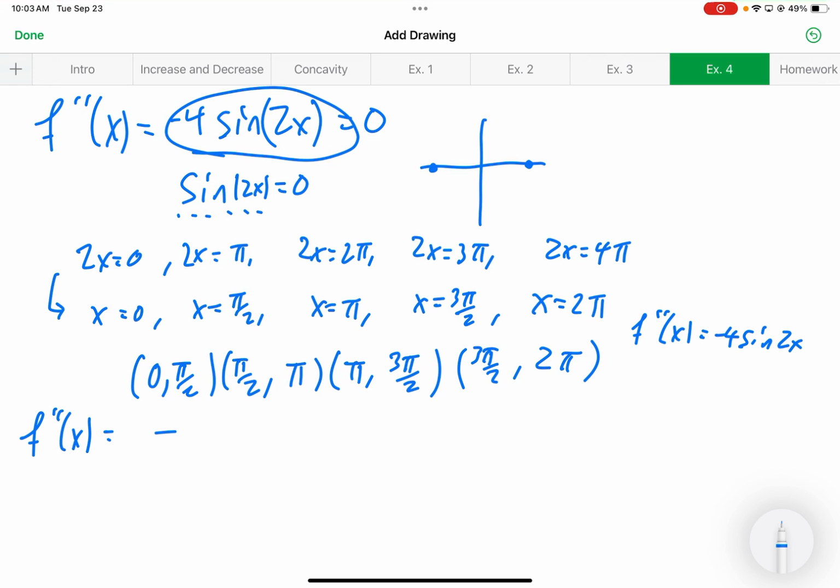All right, between pi over 2 and pi. 3 pi over 4. Yeah? So if I plug in 3 pi over 4, 3 pi over 4 times 2 is going to give me 3 pi over 2. What is sine of 3 pi over 2? Negative 1. So negative 1 times negative 4 gives me a positive value. Okay? Do you want me to show that so you guys can see where those values are coming from? I just don't want you to look back and be like, where did he get positive and negative from? What about between pi and 3 pi over 2?